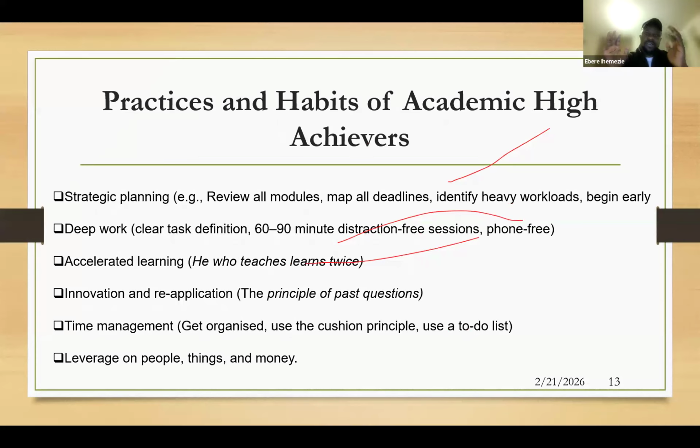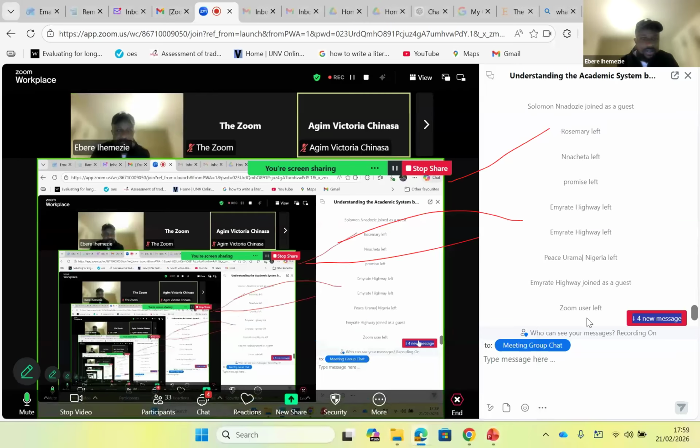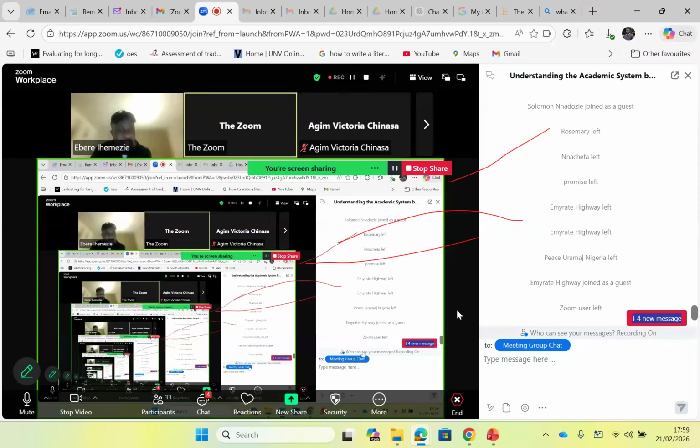Now, that's the principle of goal setting that we've talked about. Let us now look at the practices and habits of academic high achievers. But before we go into this, I will pause a little bit and see if anybody has got questions on what we've discussed so far. Jeff, I'll check for you. Yes, you can continue while I check and call your attention to it. Okay.